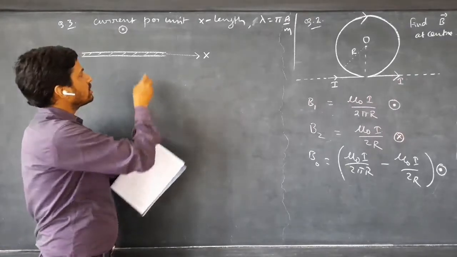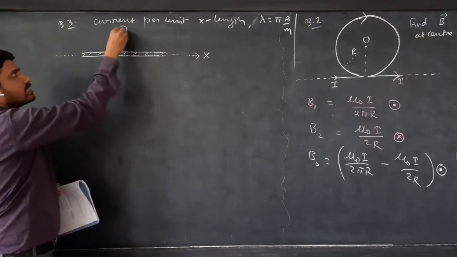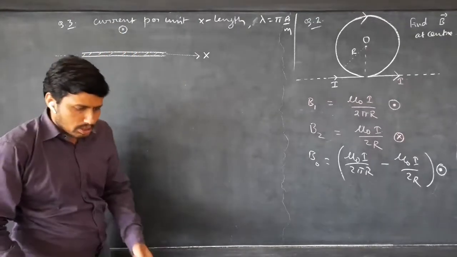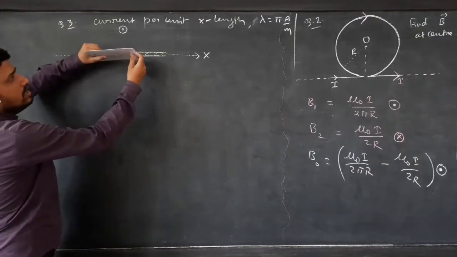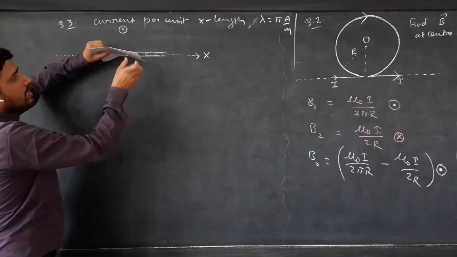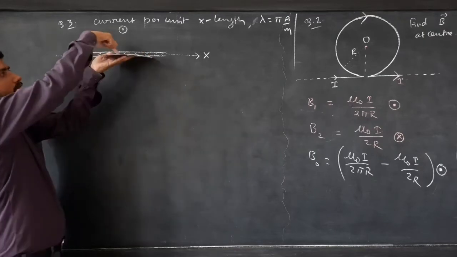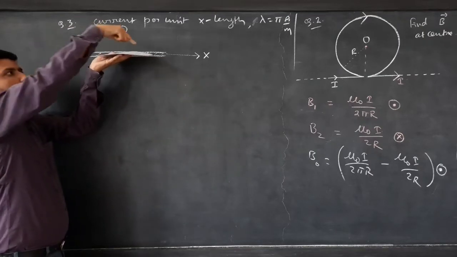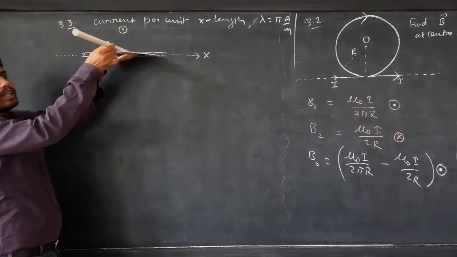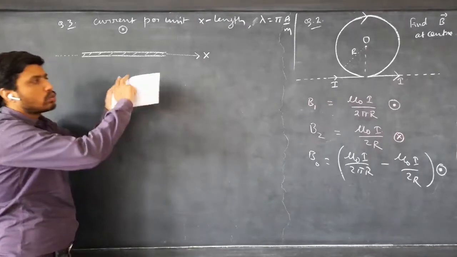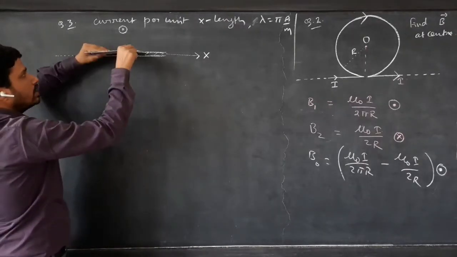Out of the page, so I'll write out of the board. So current direction is like this. So let me try to explain. The sheet is like so. This is the sheet, and current is flowing in this direction like this. It is coming out of the board, out of the board. So the direction of current is like so, and current is distributed throughout this sheet on unit length.